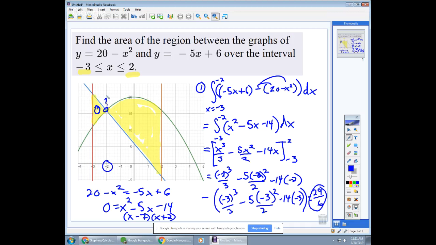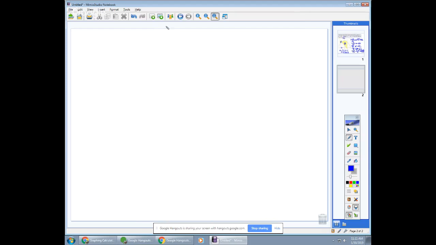Then you have to repeat that, but change the order of subtraction for area 2. What am I going to integrate from and to on area 2? From -2 to 2, because we're told to stop there. So new page. For area 2, we've got the integral from -2 to 2. Now I have to switch the order.